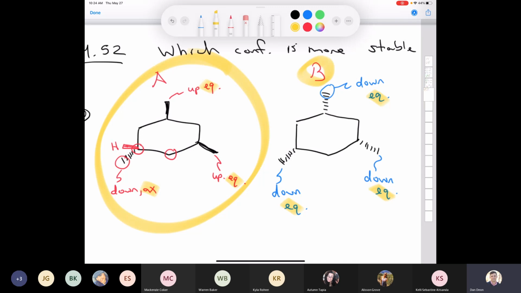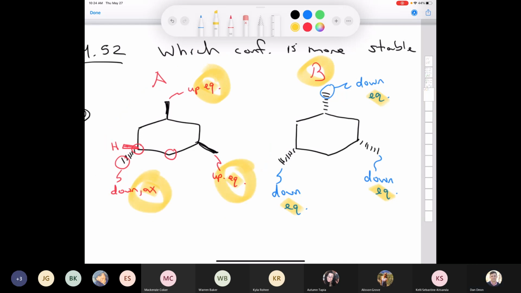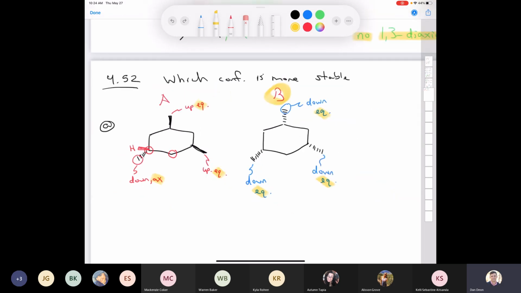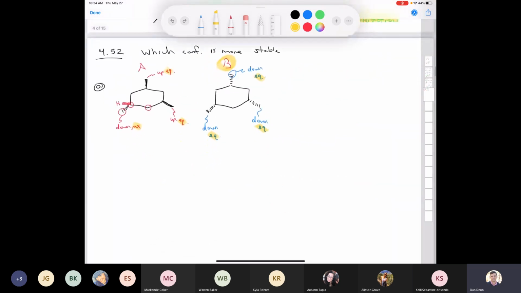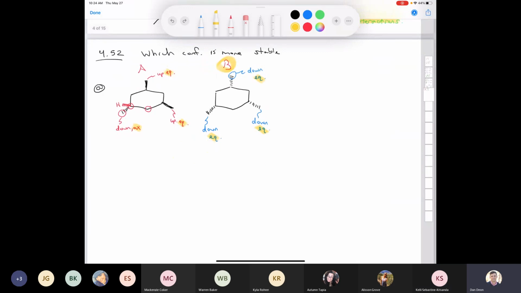Even if you flip the ring, if you were to flip this, this would become axial, this would become axial, and this would be equatorial. All right, give me a thumbs up if you just follow me on that. If you're like, yeah, I understand it just by looking at the structures without drawing the chair. All right, so we could try.